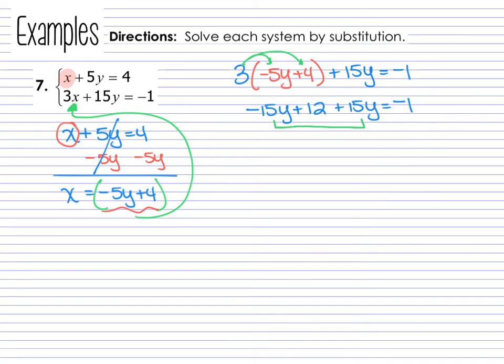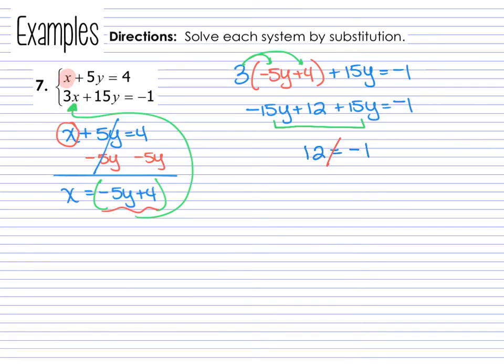If we had negative 15 plus 15, you owe me $15, but you pay me $15, you don't owe me anything anymore. So when we add those two numbers together, they go away. That becomes 0. What I'm left with is that 12 equals negative 1. Now, there are no more variables. So my question to you is, does 12 equal negative 1? Are those the same? And the answer is no.